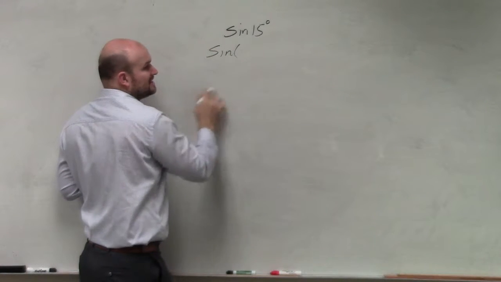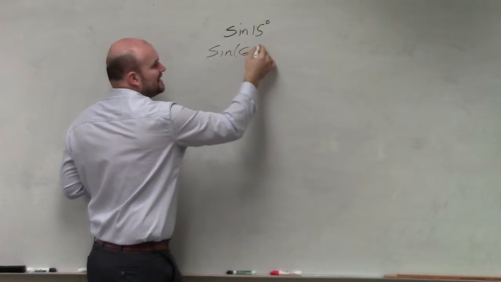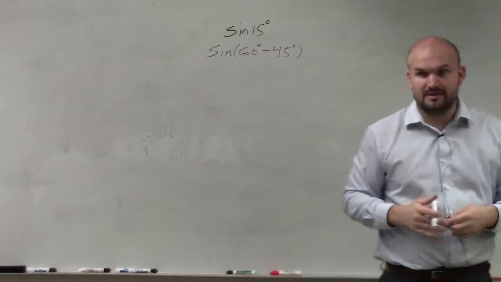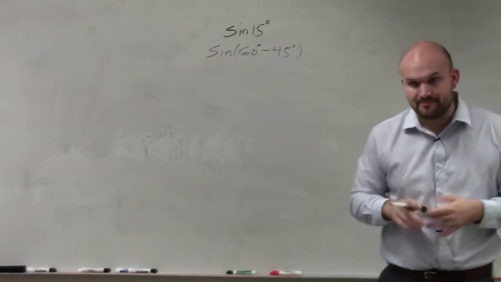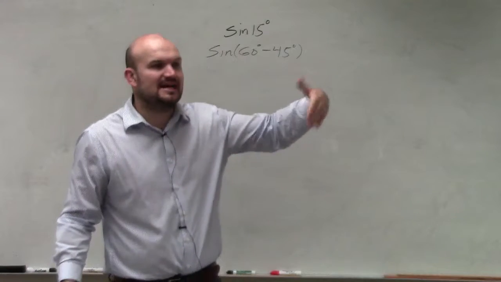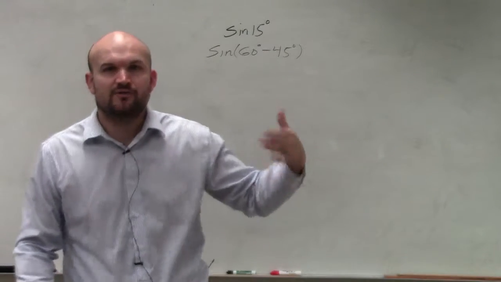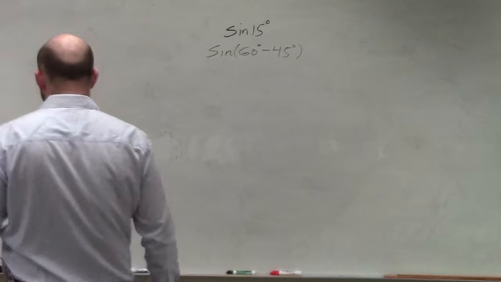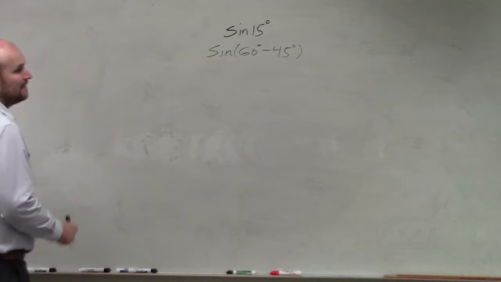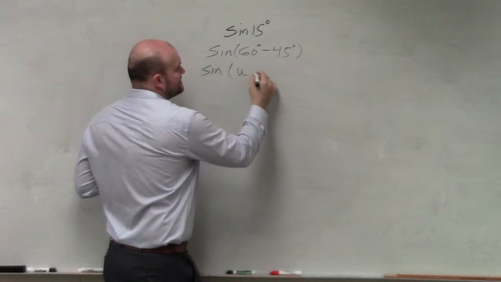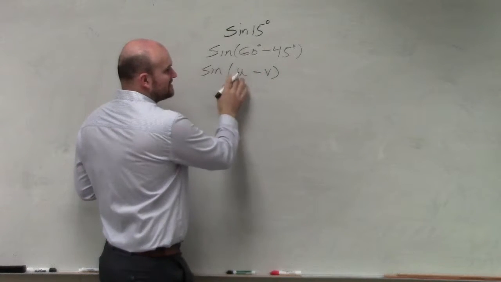But I want you guys to understand that sine of 15 degrees is the same thing as sine of 60 degrees minus 45 degrees. Would you guys agree with me on that? Yes? OK. What's important about that is I can evaluate the sine of 60 degrees, and I can evaluate the sine of 45 degrees. You agree with that, right? So if I can use the sum and difference of angles that I can evaluate, then I have a formula for that: the difference of two angles, sine of u minus v.